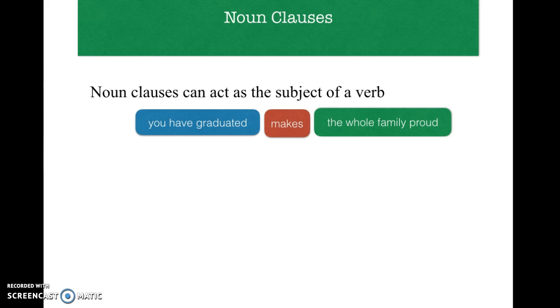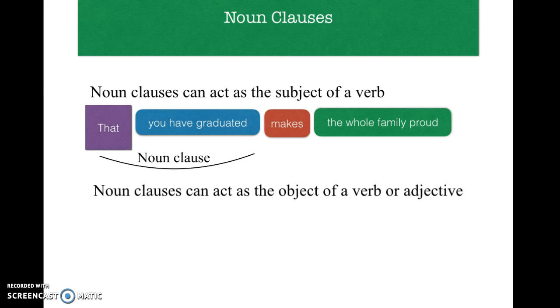So how do we make it into a noun clause? Well, we just use that at the start. That you have graduated makes the whole family proud is fine. That turns you have graduated into a noun. And as we know, we need a noun to be the subject of the verb. So that's the noun clause here.